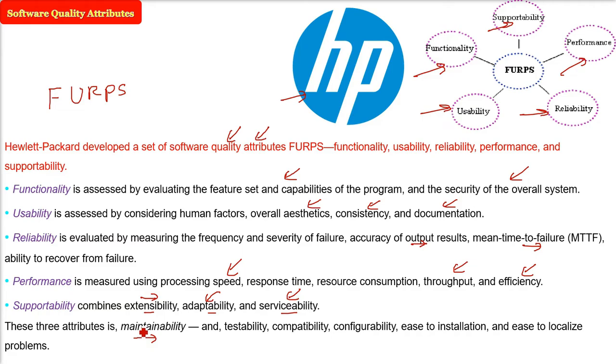As I said, this all comes under the software maintenance part. And testability, compatibility, configurability, ease of installation, ease of localizing problems. The software needs to be testable. Compatibility means different configurations, say different operating systems, it should work. Configurable means you need to have a configuration guide. You may be able to change it depending upon the situation.